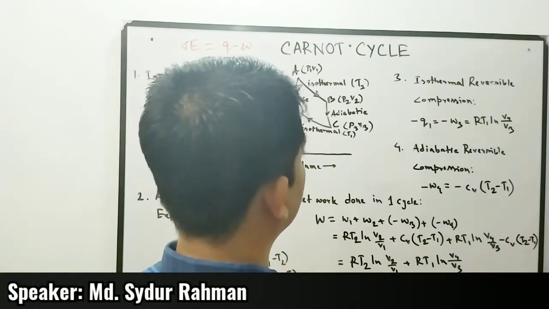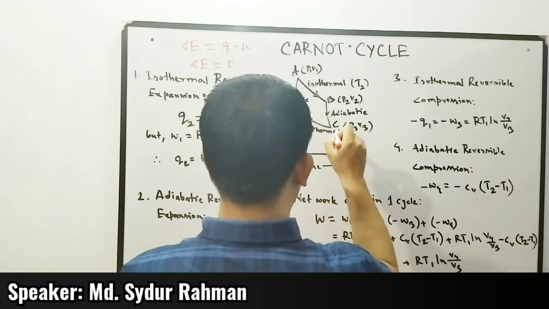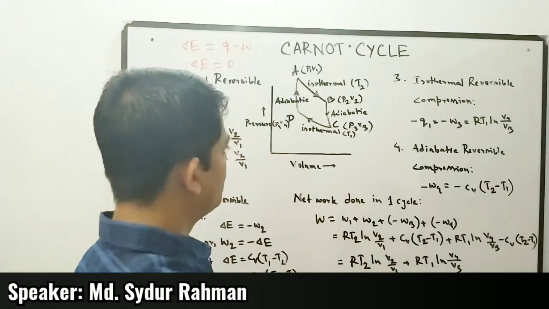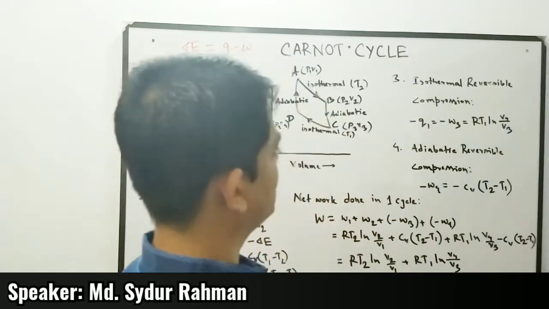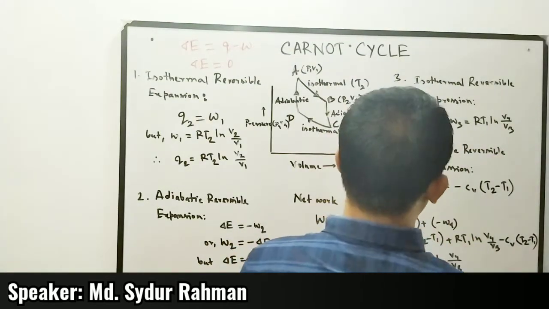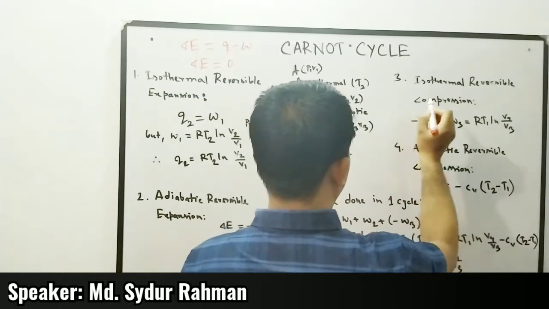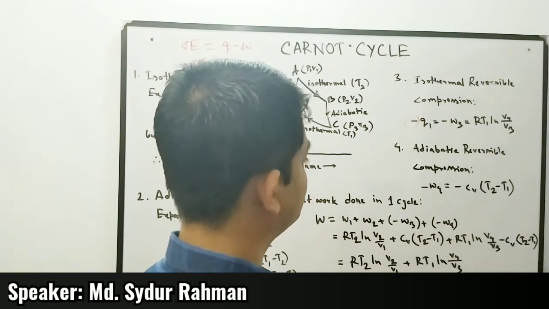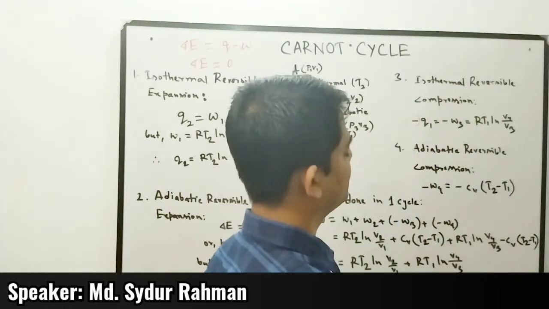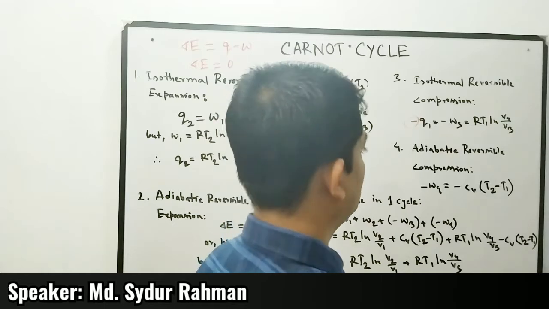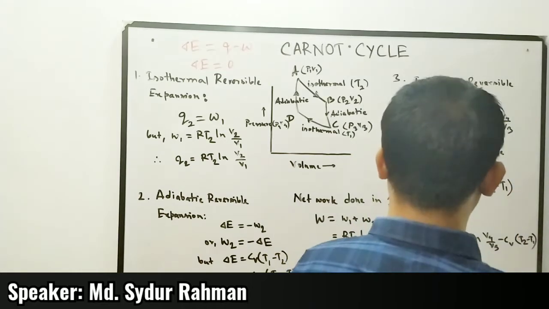The third operation is isothermal reversible compression, and here the system goes from point C to point D. According to this, we get the equation −Q1 = −W3. The minus sign indicates that heat is released to the reservoir by the system, and −W3 indicates that work is done on the system. So −Q1 = −W3 = RT1 ln(V4/V3).